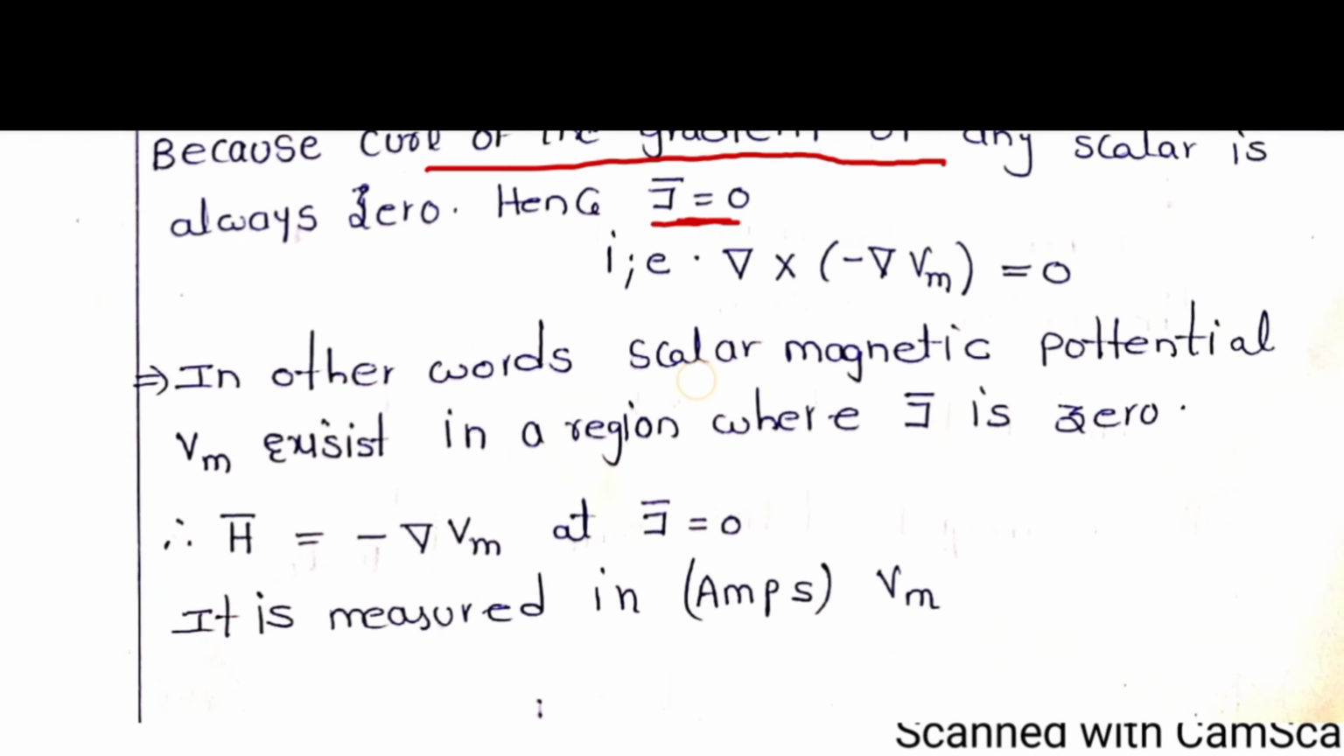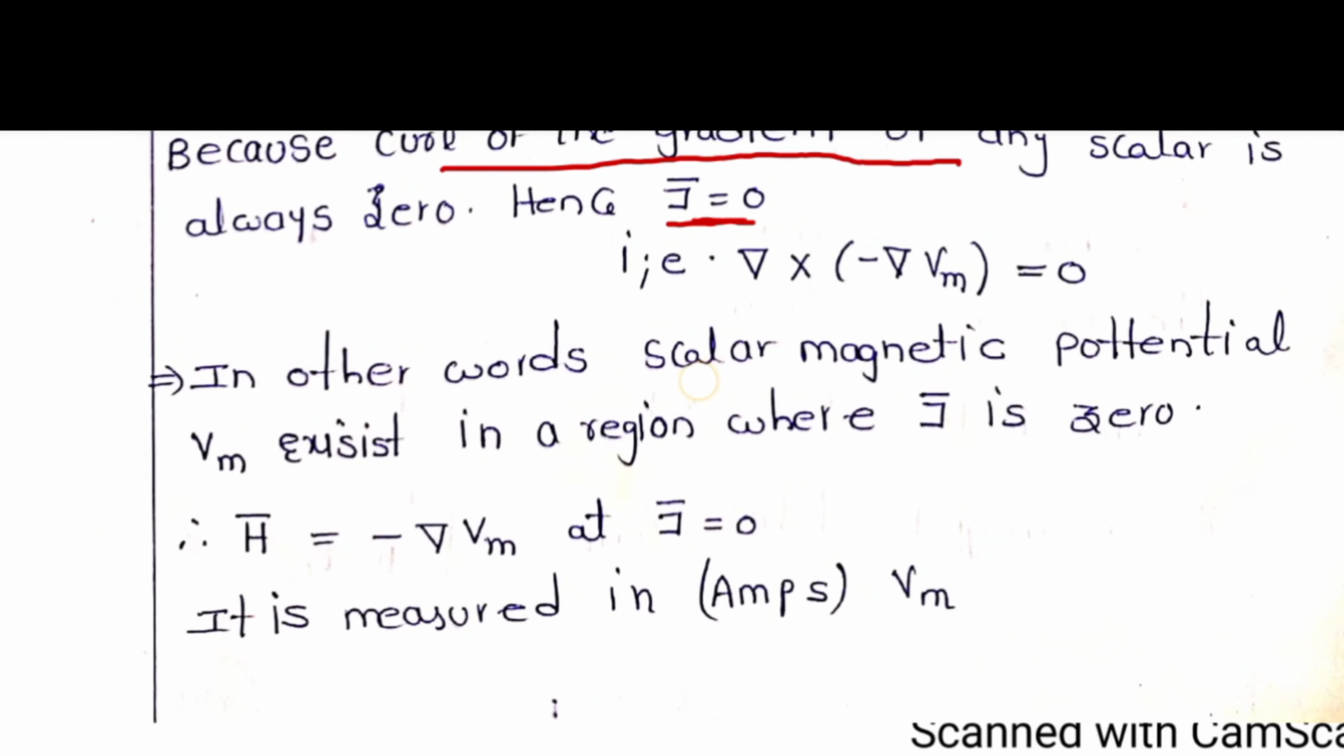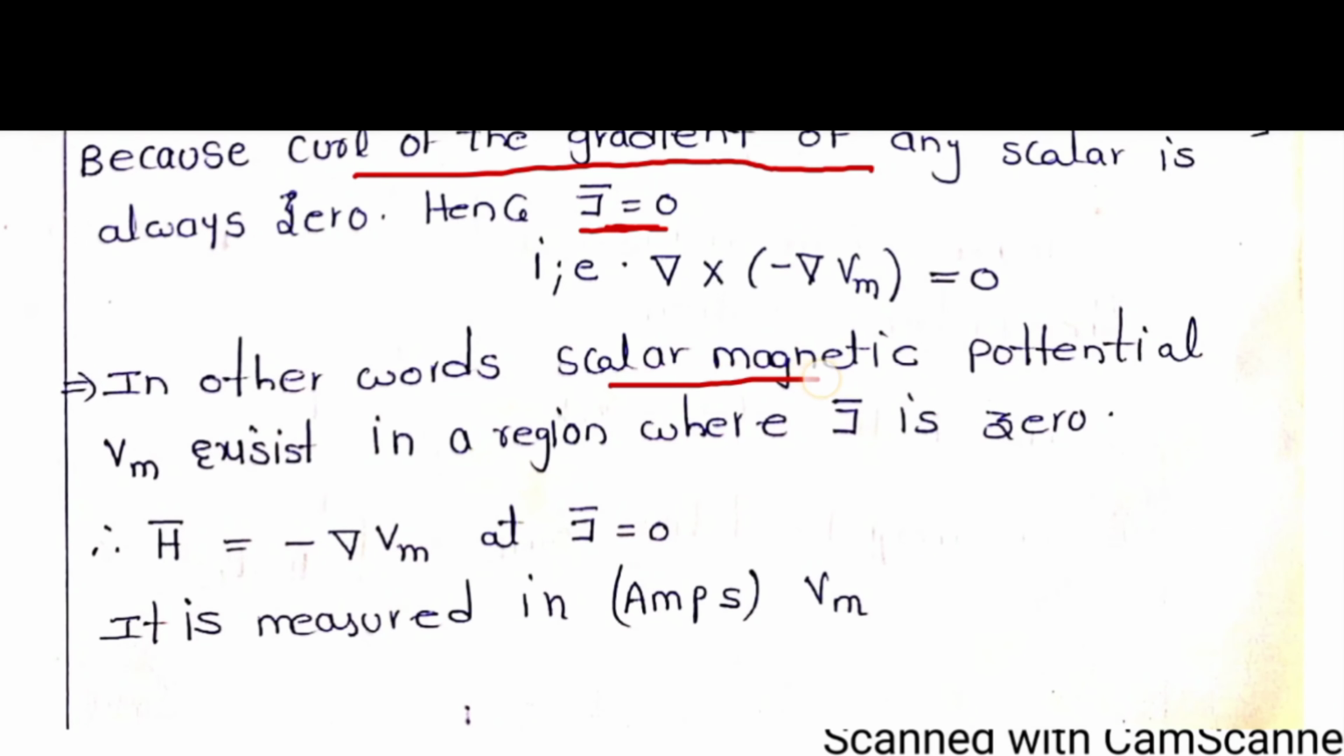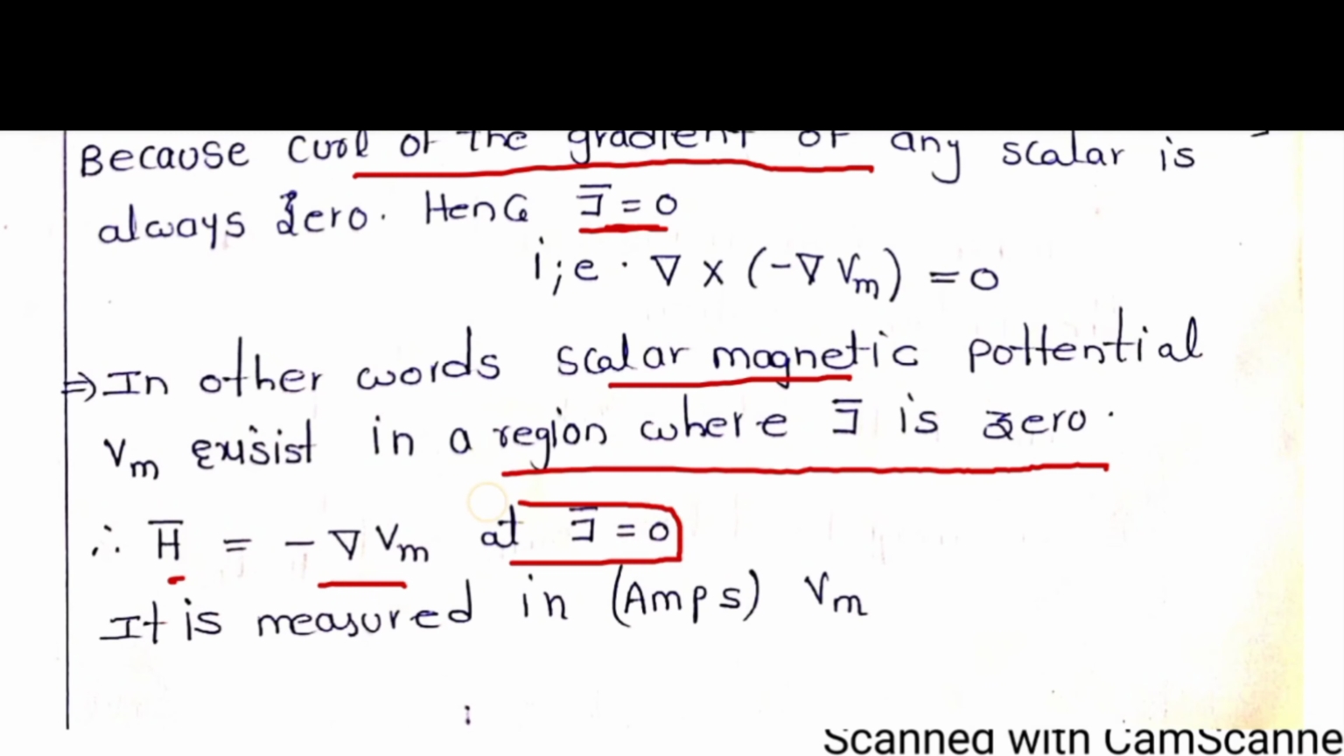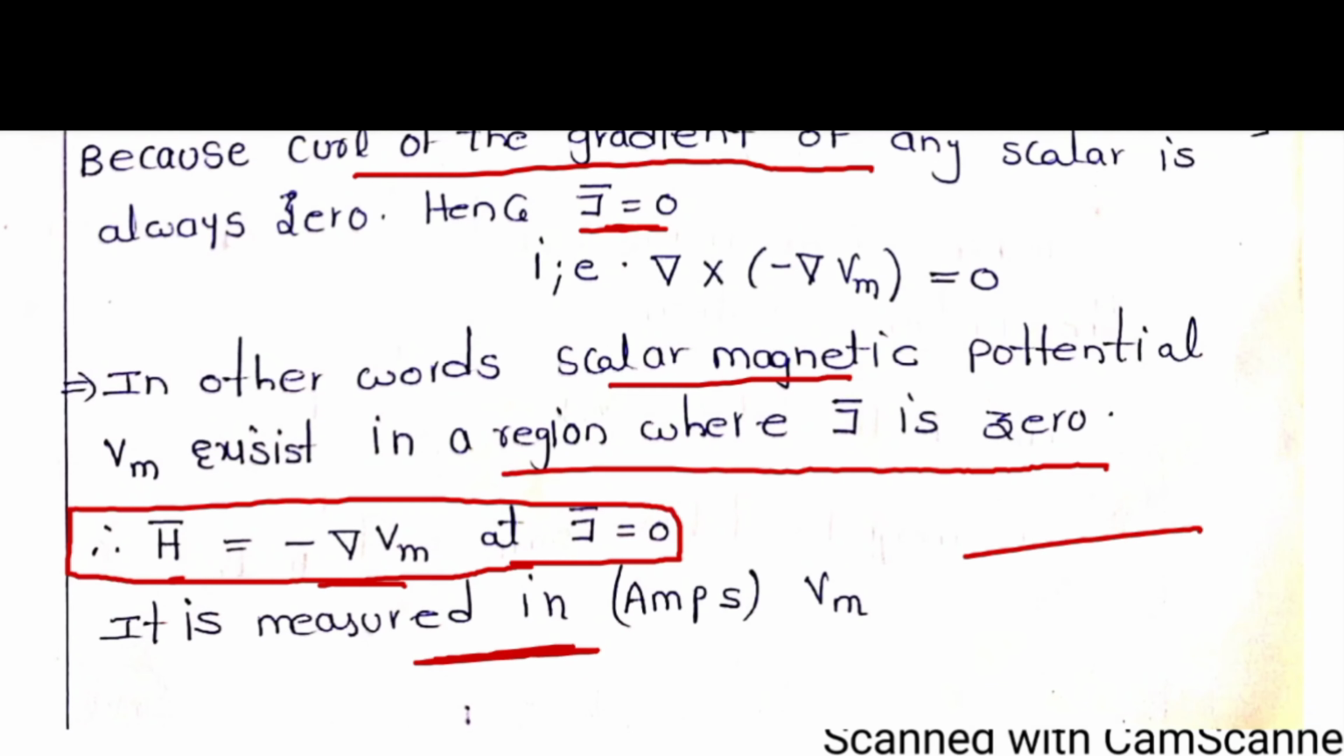We can define the scalar magnetic potential in another way: the potential which exists in a region where J bar, the current density, is 0. Therefore H bar equals minus del Vm at J equal to 0. This condition we have to remember. If you remember this, you have learned scalar magnetic potential. The current produces the magnetic field, hence this Vm is a potential. Potential is normally in volts, but here the unit is amperes. You have to remember this.